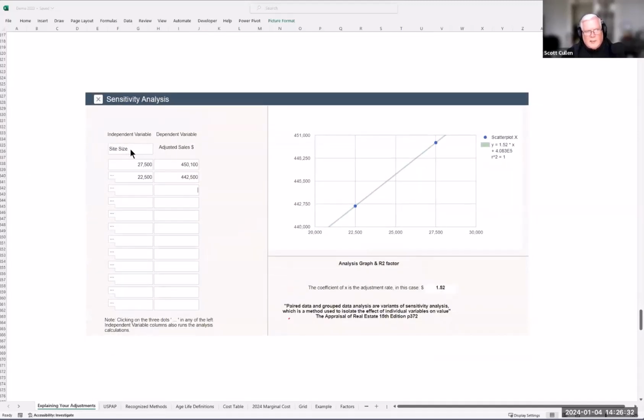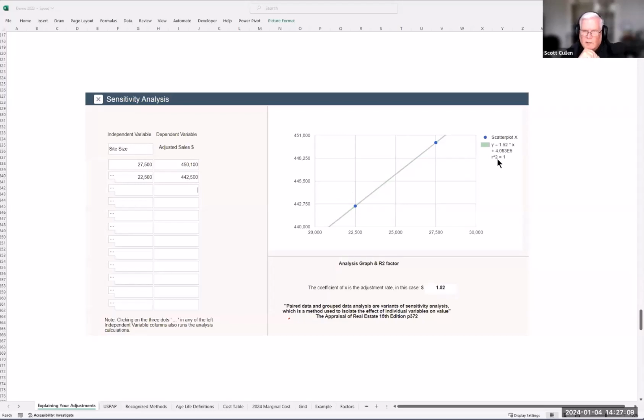I say site size 27.5, 22.5, 451.1. That's the adjusted sale price, right? There's no other difference between these two properties. 442.5 is the adjusted sale price for this comparable. And when I click the enter button, it shows me a nice straight line. The slope of that line is $1.52. So for every change of square feet here, you've got a $1.52 change in adjusted sale price.